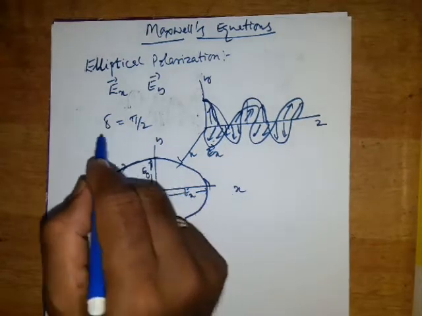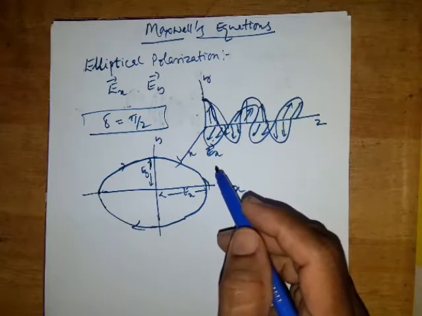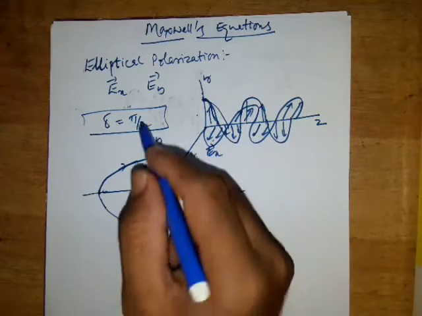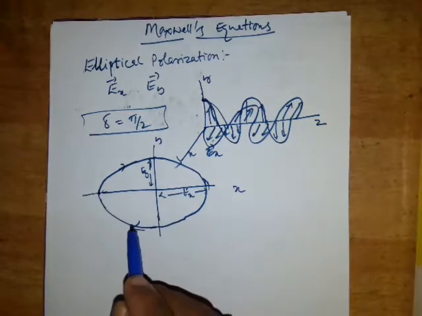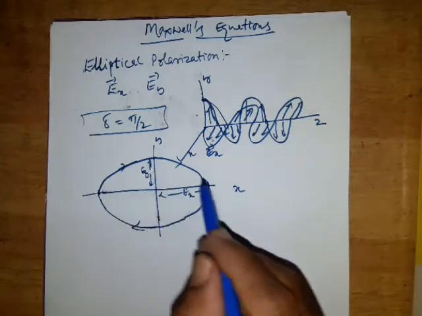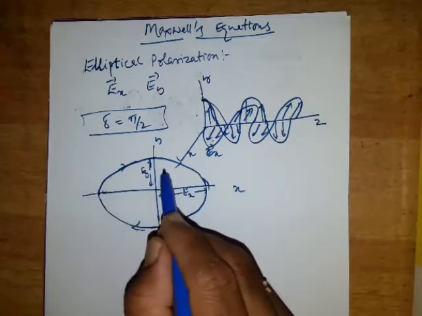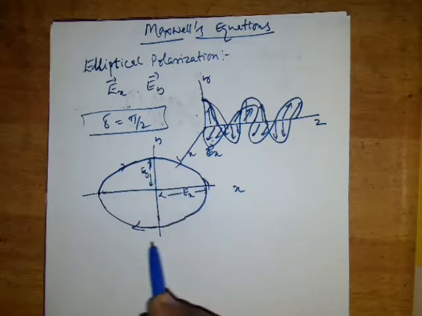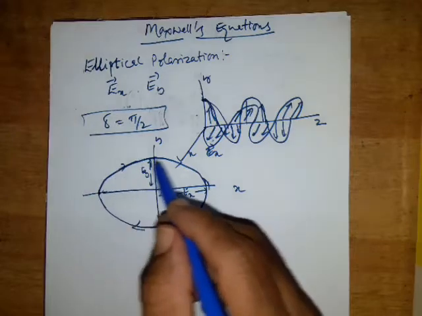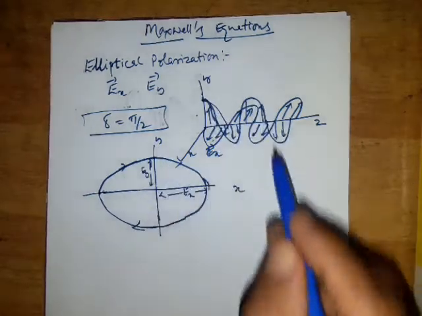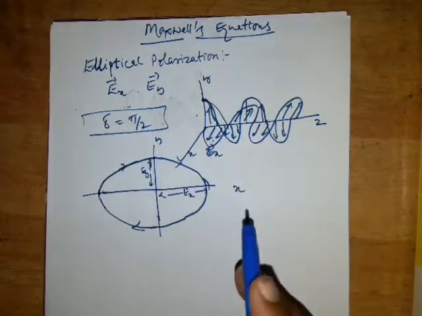This is if the phase difference between them is pi by 2. If the phase difference is other than pi by 2, then the resultant vector will trace an elliptical path, but inclined at an angle to the x and y axes. So this is what happens in the case of elliptical polarization.